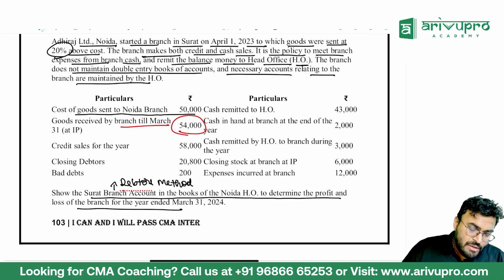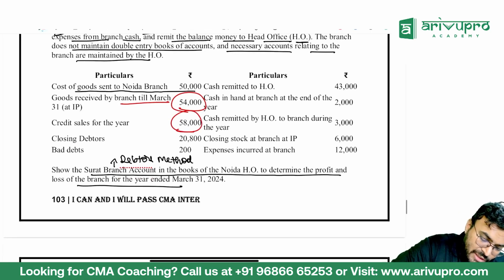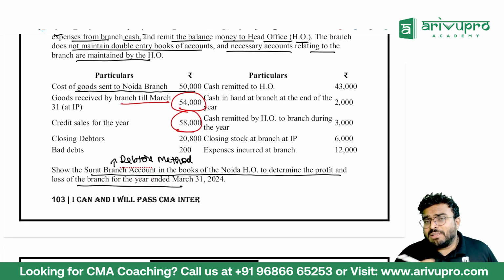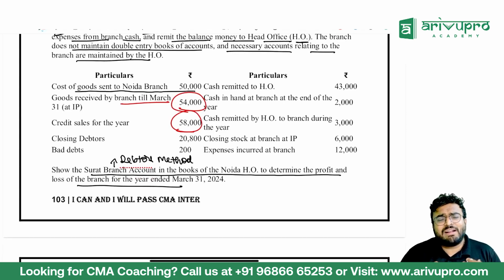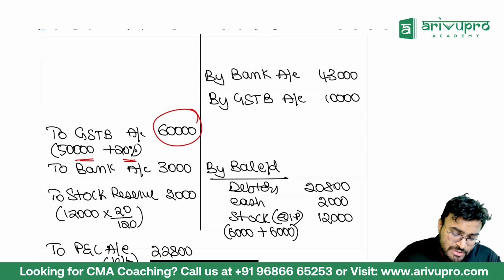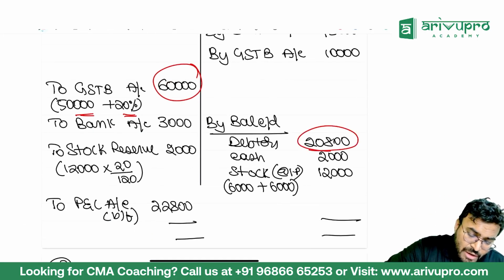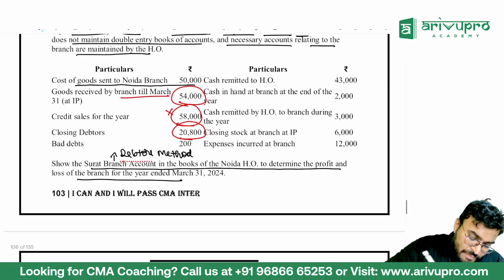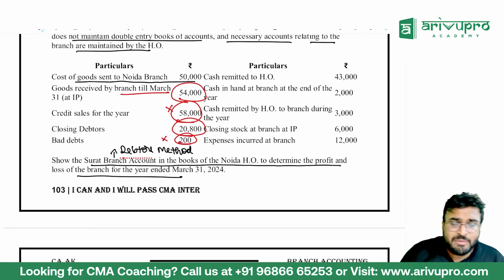Now, credit sales for the year 58,000. Remember, in the debtors method, we do not take transactions other than transactions between head office and branch. Credit sales, we are not going to consider this transaction. Closing debtors. Go and put in the balance carried down, debtors 20,800. Bad debts is a transaction between customer and the branch. We are not going to record that.